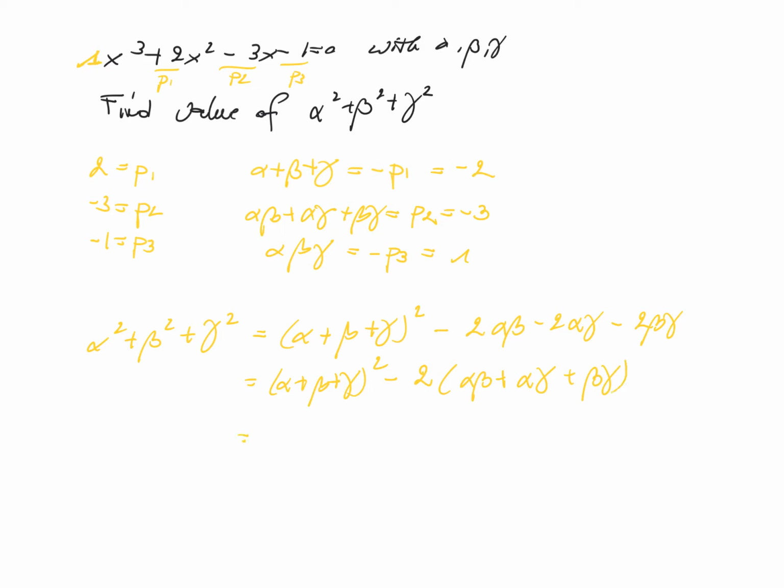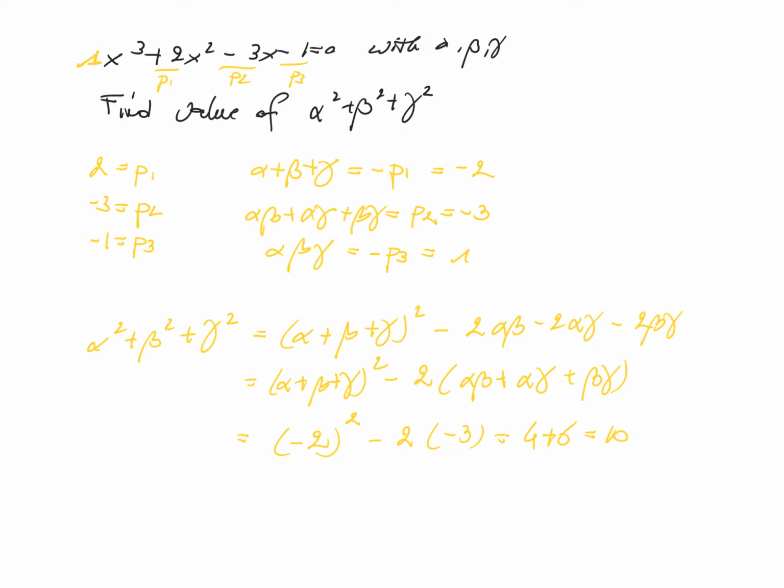Then we know that alpha plus beta plus gamma was -2, so (-2) to the power 2. And minus 2 times the sum of all the products of two roots, which is -3. So we get here 4 plus 6, which is equal to 10. So you see that you can easily find the value of alpha squared plus beta squared plus gamma squared by just reasoning with the property.